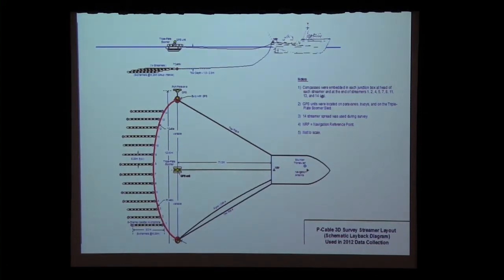Just a brief description of the data collection methodology. We use the P-Cable, which is 14 streamers, and this was run along lines that are 12.5 meters apart. So to give you an idea, this is a really, really detailed survey. And so what we're doing here is giving you very, very high resolution. We're talking about 2 meters vertical resolution and 3 meters of horizontal resolution. So this is fine grain.